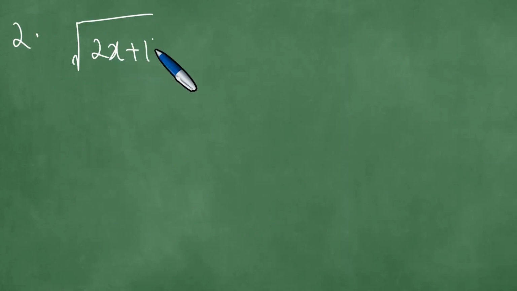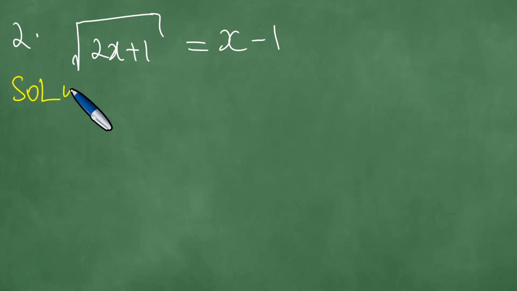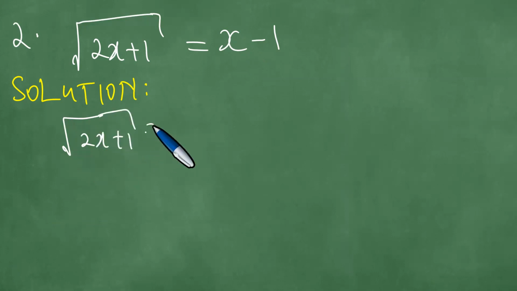Okay, number 2. Let us look now at problems that involve radicals, called radical equations. So if you have, for example, the square root of 2x plus 1 equals x minus 1, how do we solve for x here? Look at the solution to this particular equation.